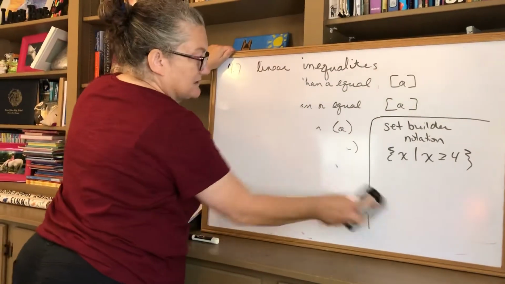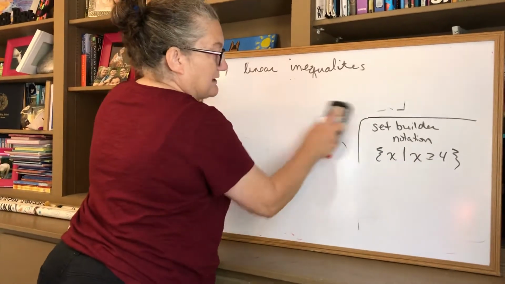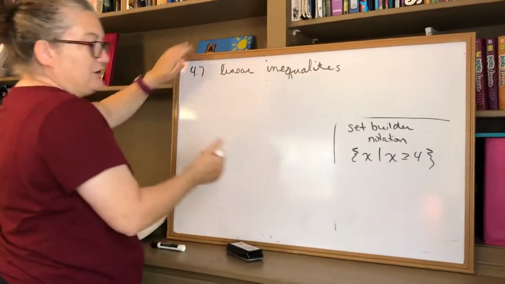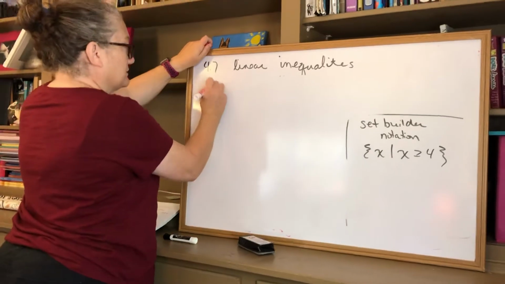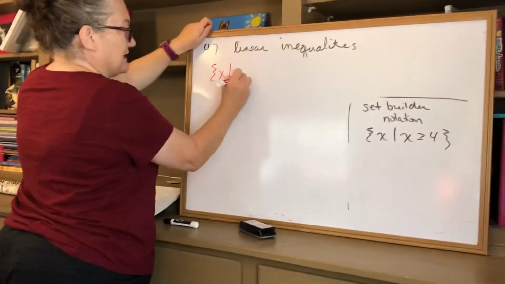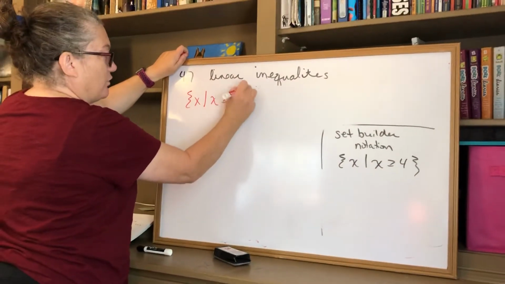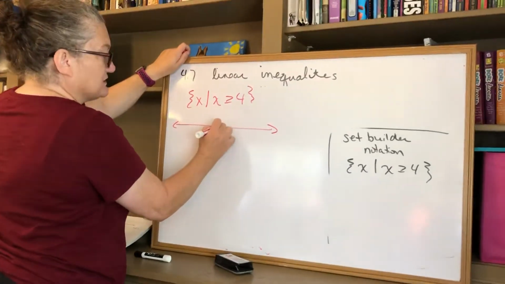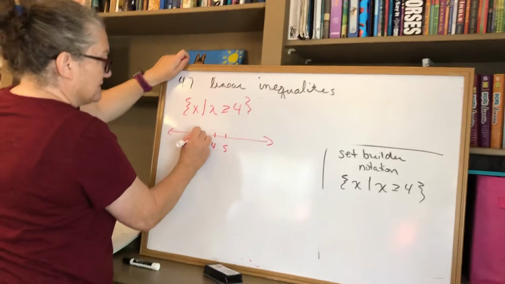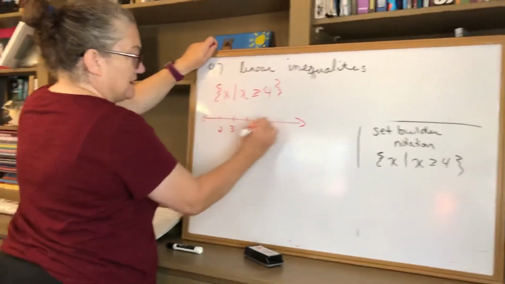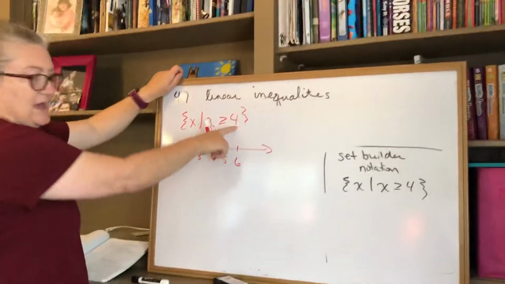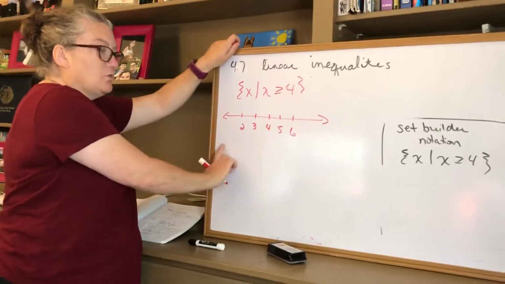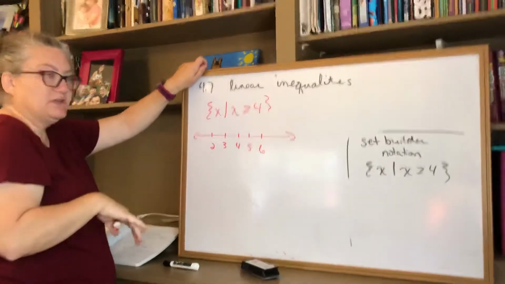We can start with this: x is greater than or equal to 4. So once again, this is for all x, x is greater than or equal to 4. So we'll have a number line here, and you want to start with at least 4 and then have some numbers around it. So whatever numbers we have in our set builder notation, you want to have on your graph, and then a few numbers on either side.